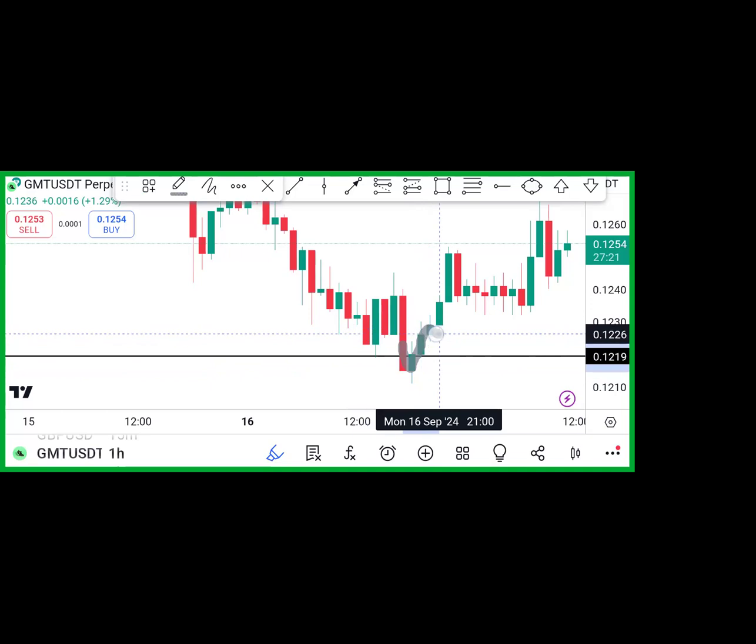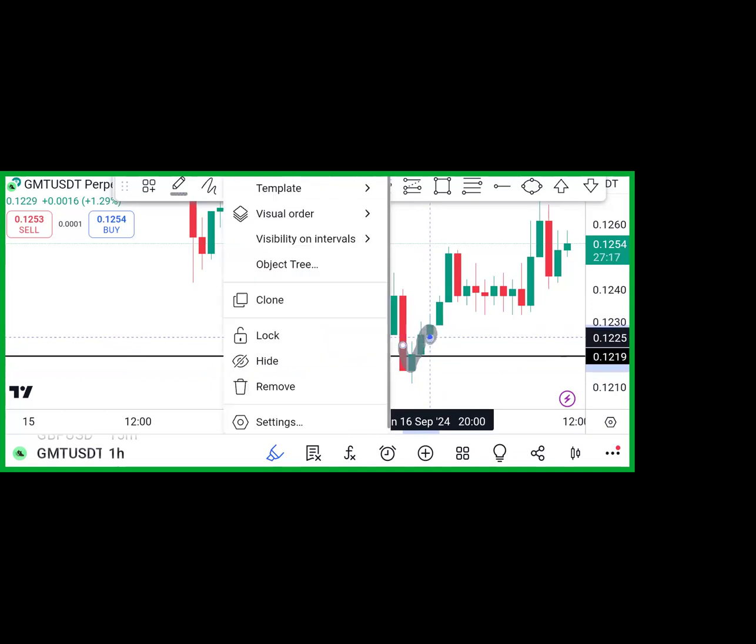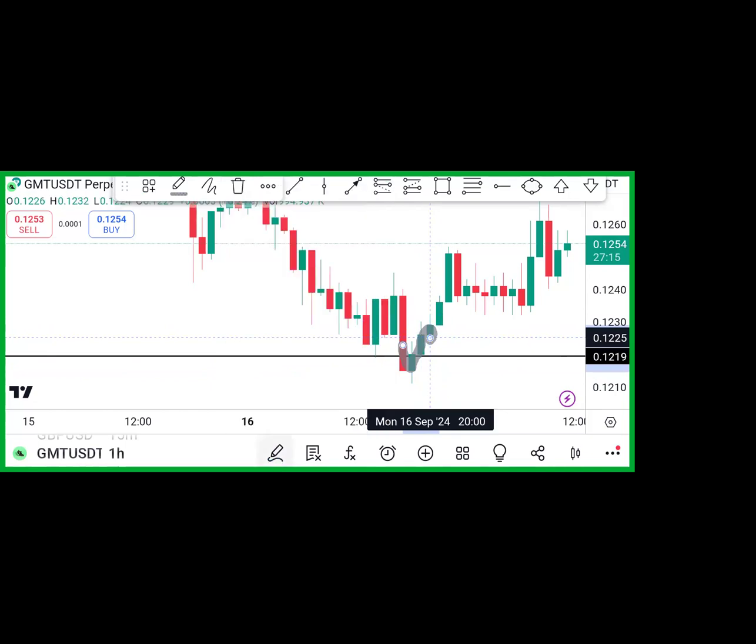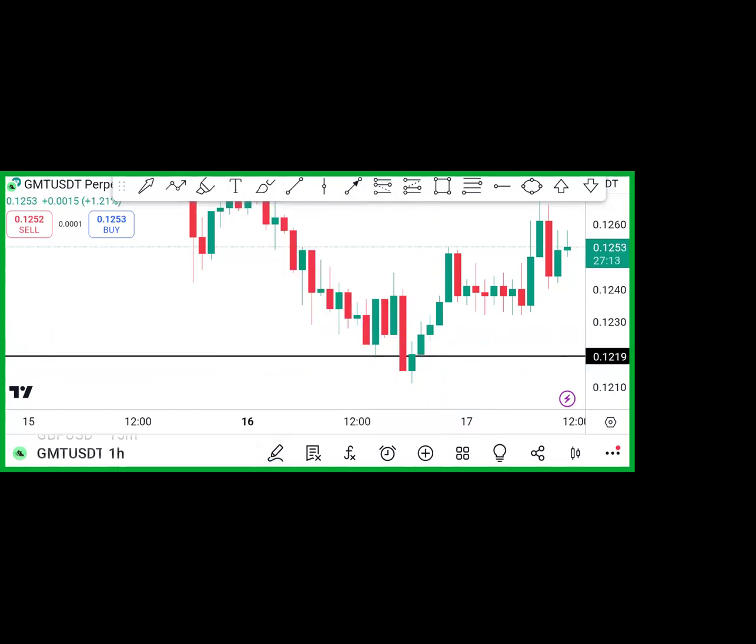Now, once the price pulls up, you wait for the second candle close. You wait for the second candle to close. Once the second candle has closed above the resistance or the support, start looking for ways to take a long. Right? Now listen carefully.